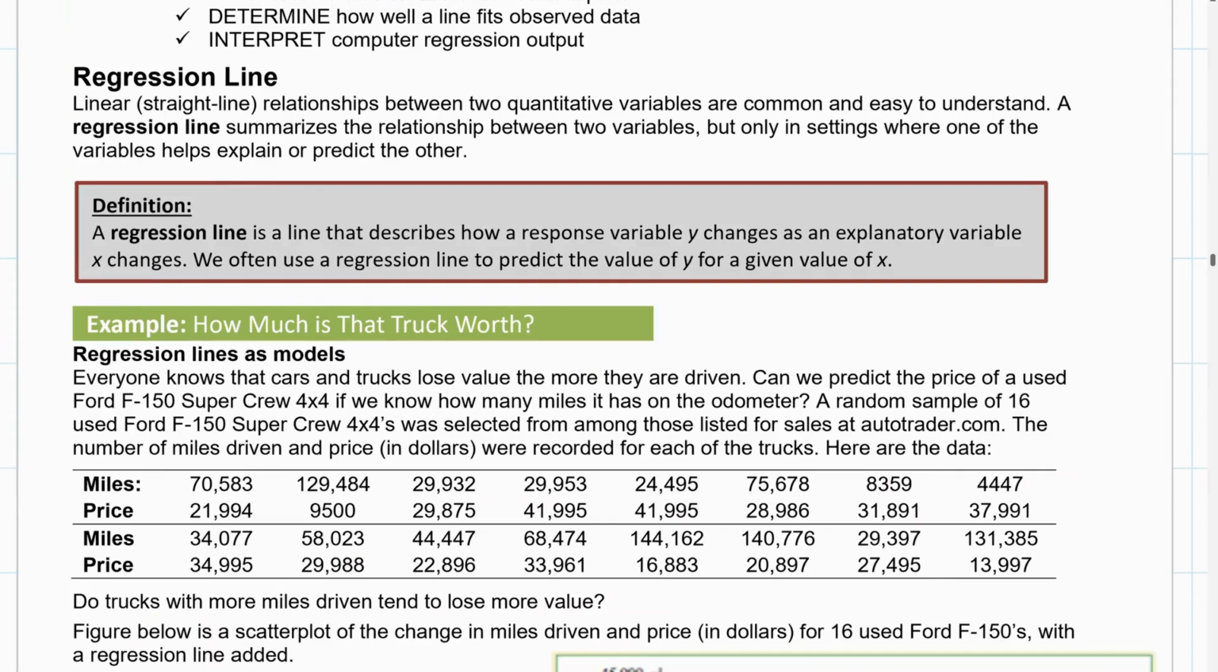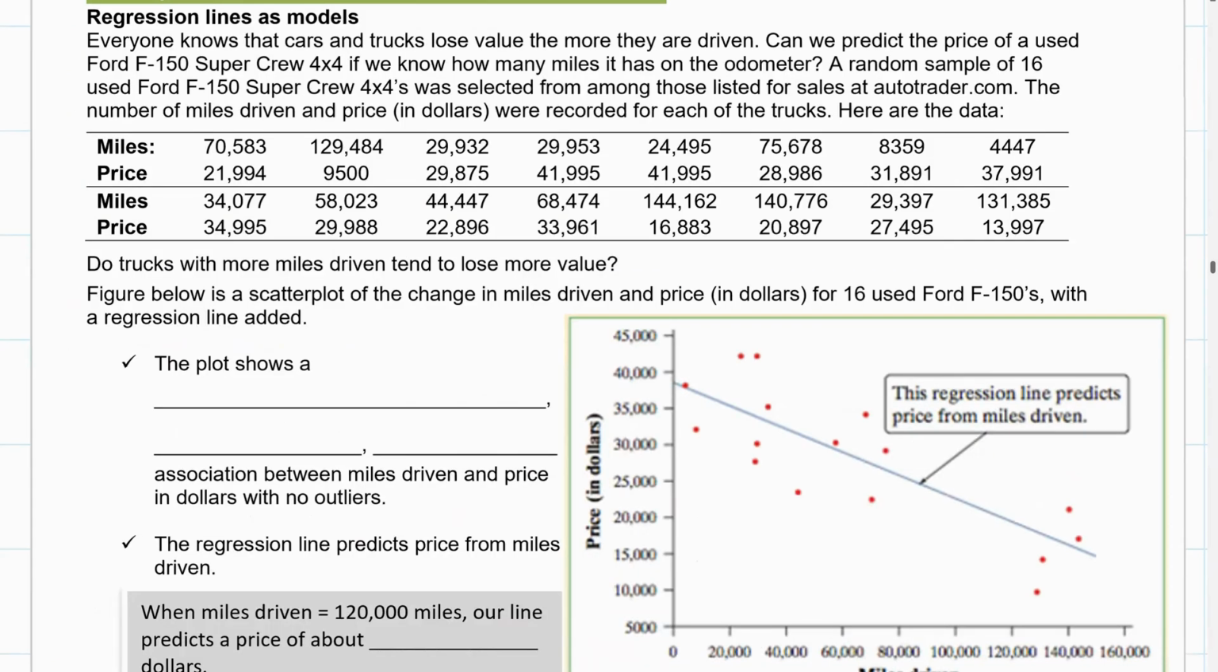Let's take a look at an example where we have a bunch of data. Everyone knows that trucks and cars lose their value after they're driven. Can we predict the price of a used Ford F-150 if we know how many miles it has on the odometer? Here's a random sample of 16 used F-150s on sale at a website. We have two variables, miles driven and price. We're going to think of miles as the explanatory variable, and we think that price responds to the number of miles driven. So do trucks with more miles tend to lose their value?